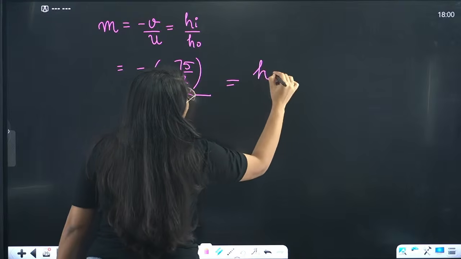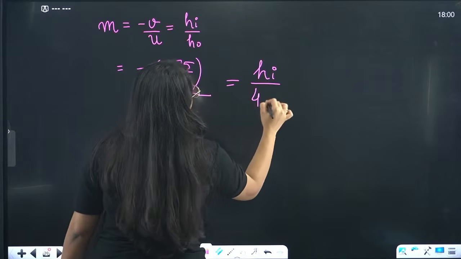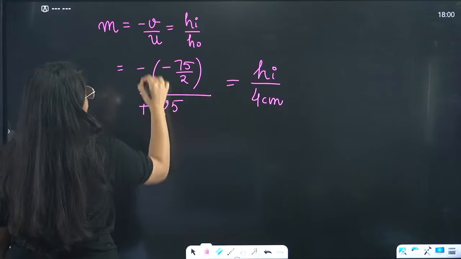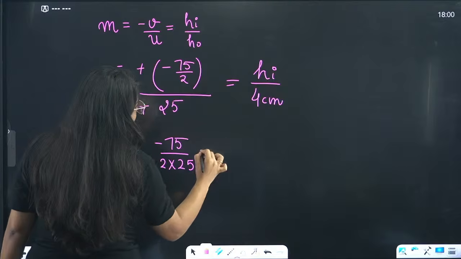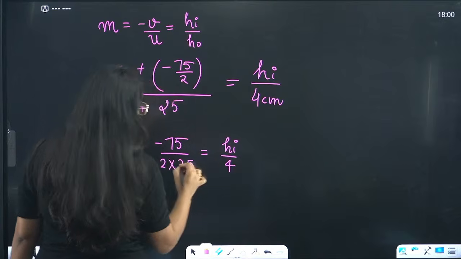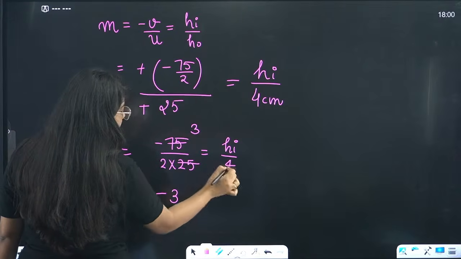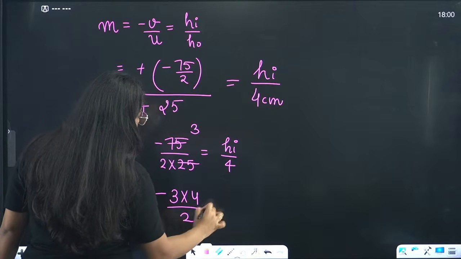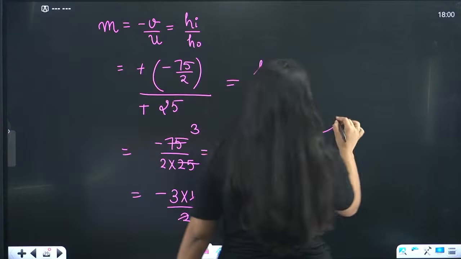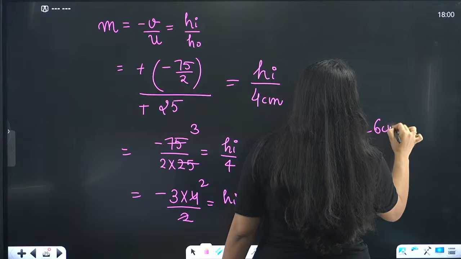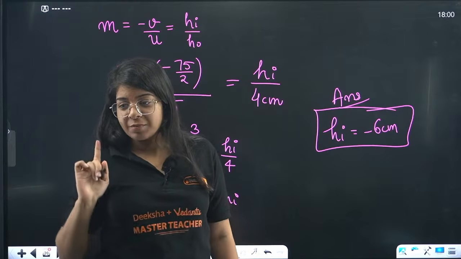Now height of image, we have to find. Height of object is given as 4 centimeter, always positive. Now simply just cut these signs. Minus 75 by 2 into 25 equals height of image divided by 4. So 25, 3s are 75. So this is minus 3, cross multiply, 4 divided by 2, this cancels out at 2, so height of image is -6 centimeters. This is your answer, I guess first given by Ishika.